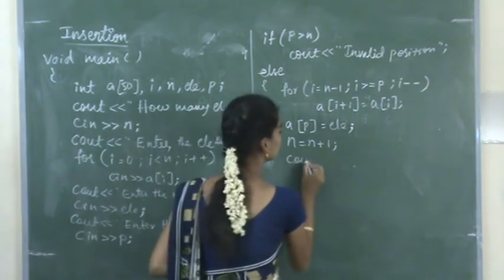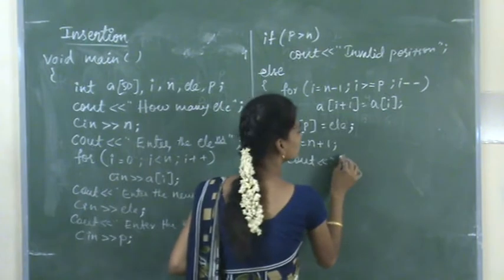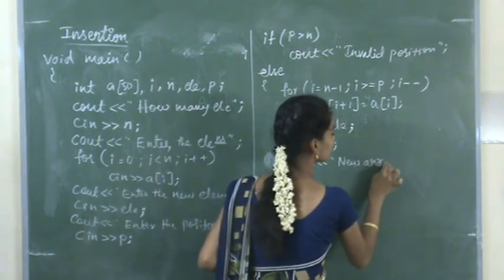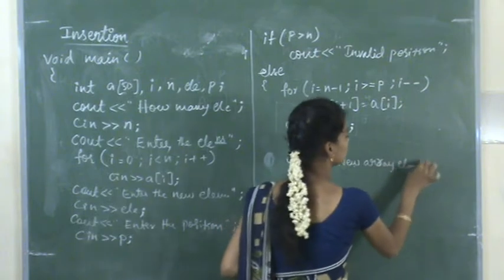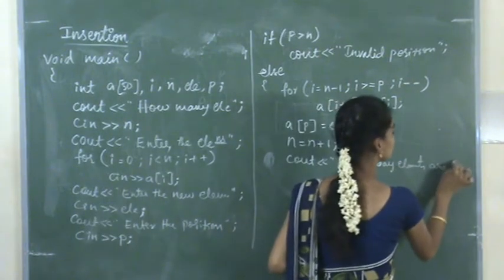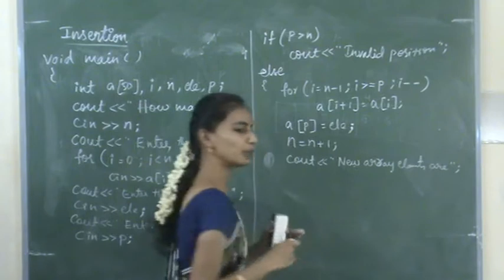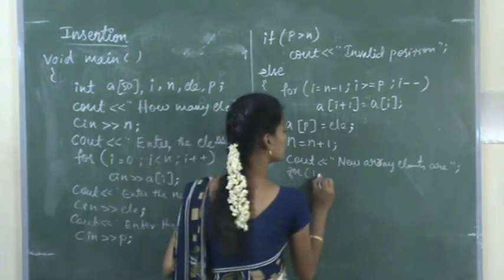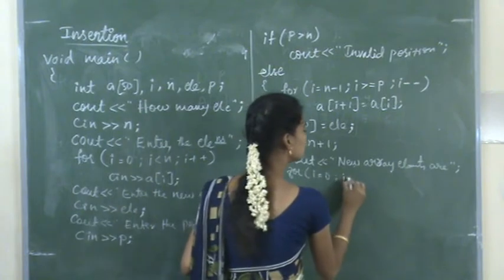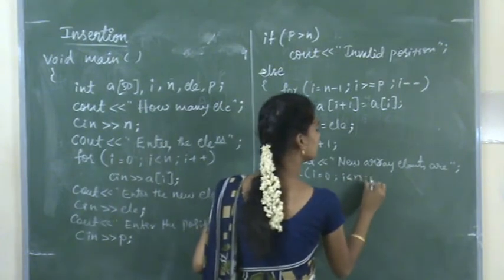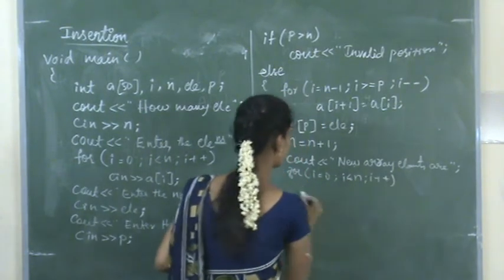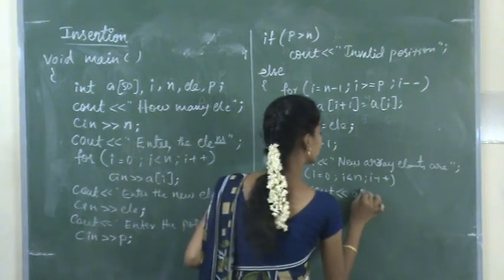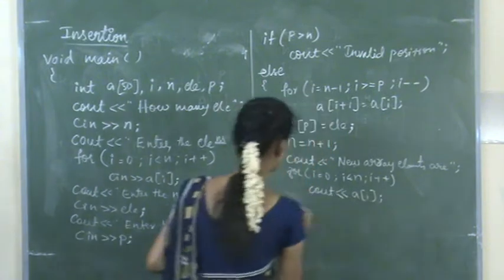So the new array elements are: if we want to print the array elements, we have to use a for loop, for I is equal to 0, I less than n, I plus plus, cout A of I.